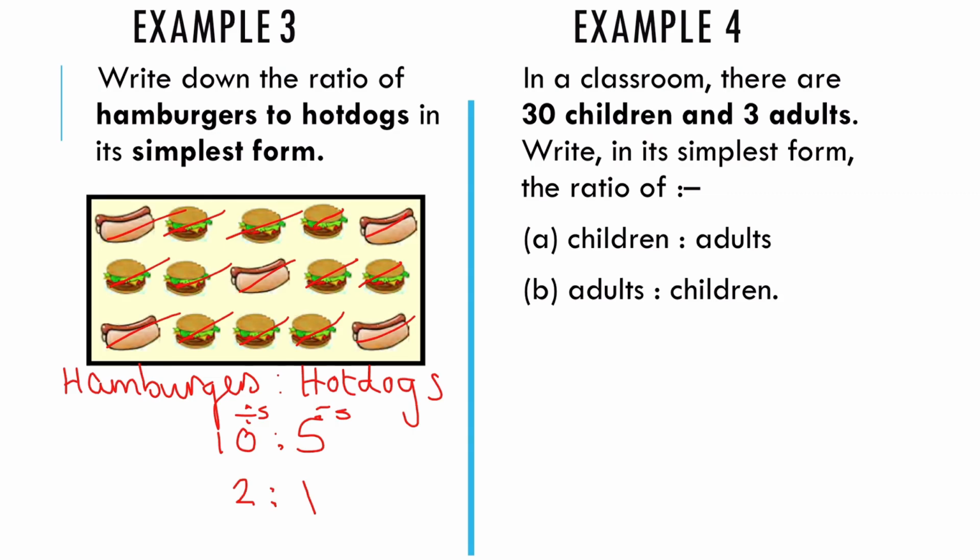In example 4, in a classroom there are 30 children and 3 adults. Write in its simplest form the ratio of children to adults. So children to adults is 30 to 3. The highest common factor of 30 and 3 is 3, which would give me 10 to 1 in its simplest form. So now we're asked for the simplest form of adults to children. We can just take our last answer and write it round the other way. If we're doing adults to children, it would be 1 to 10.